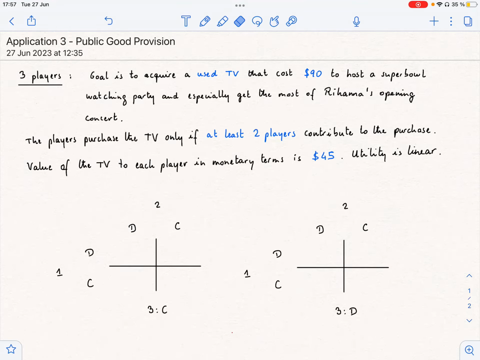Today we're going to talk about public good provision. So this is going to be application number 3, and we're going to study a very simple example using game theory. And the goal is going to be to show that we can often have cases of under provision of public good, and we are going to face a free rider problem. So let's illustrate this with a simple example.